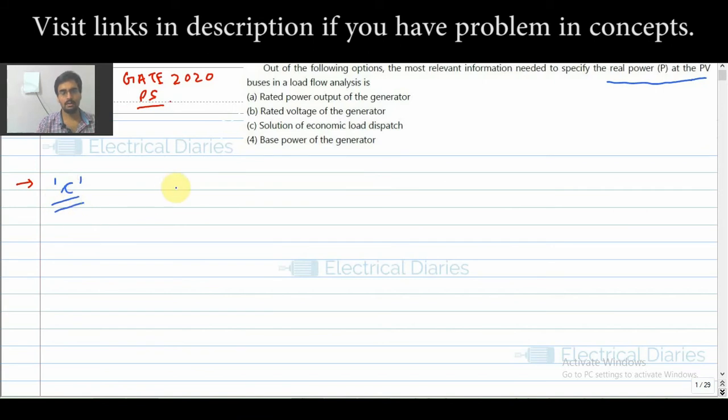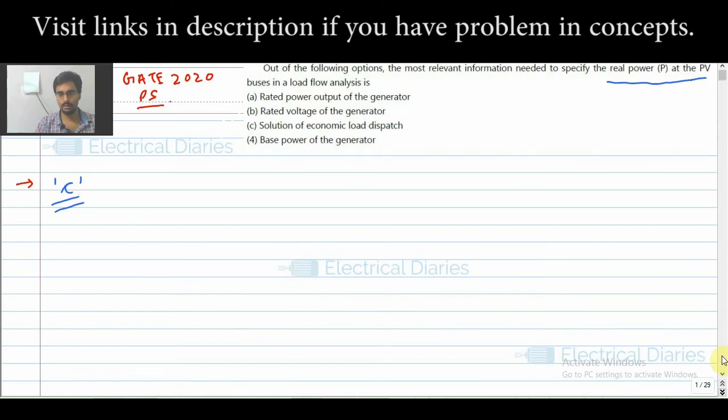Okay, see what is the importance of economic load dispatch. See, we want each and every bus, or I should rather say each and every generator, to be working in a most economic way. So through economic load dispatch we find out the amount of power that should be generated for a particular bus, so that the overall distribution of power in a system is very economic. Okay, see, I'm talking in very layman language. If you want a deep understanding, you must visit the links in the description.